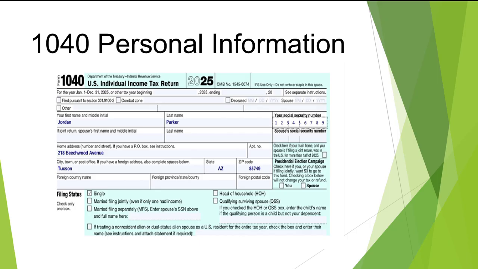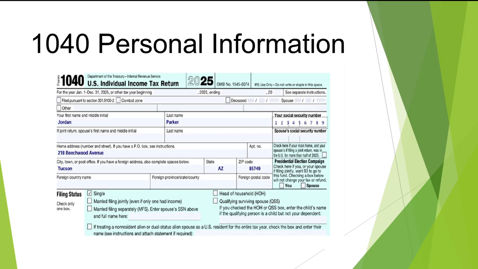At the bottom of this form is filing status. Just a little note here: if you are married, you cannot file with a filing status of single. You must file either married filing jointly or married filing separately. And there are advantages to that, because married filing jointly at least has a much higher standard deduction than what a single person gets. So Jordan's filing status is single.